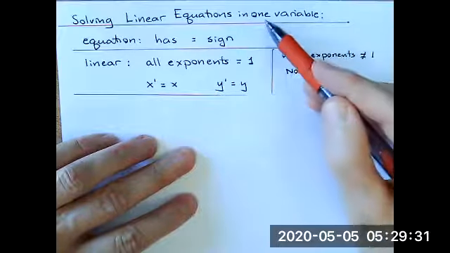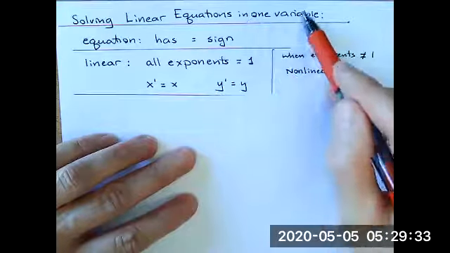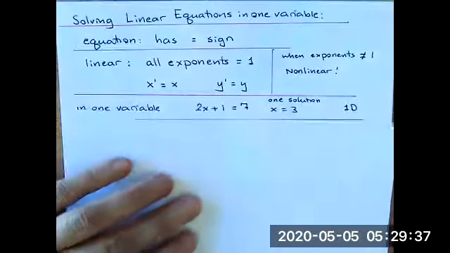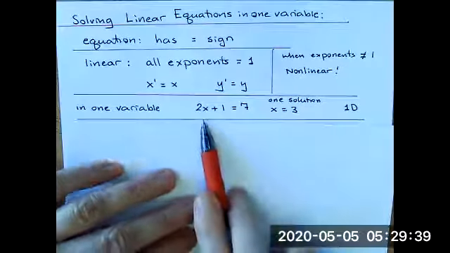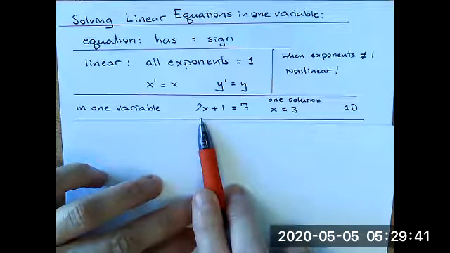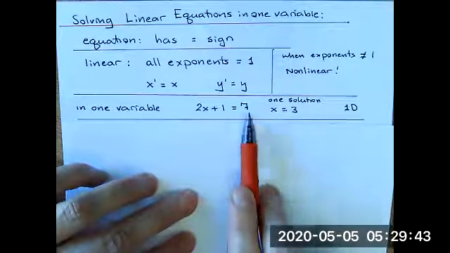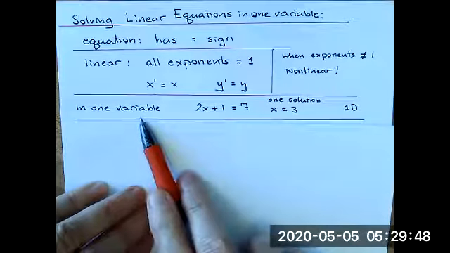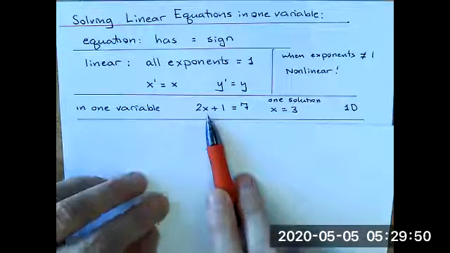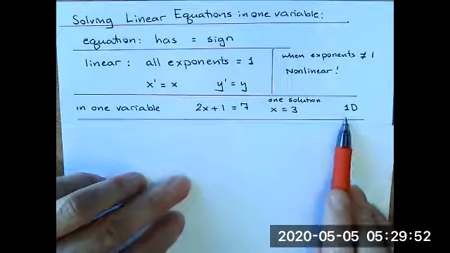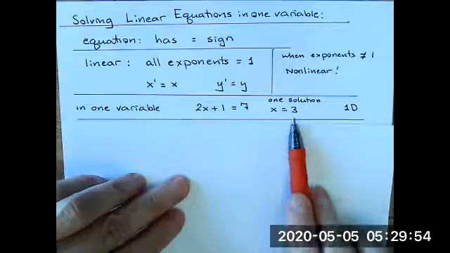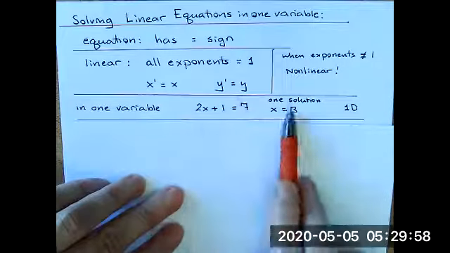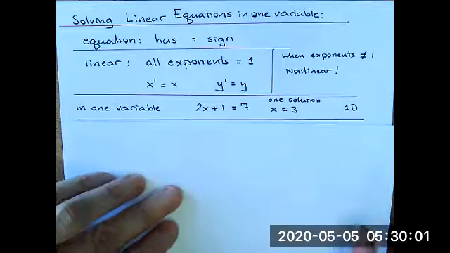What does it mean for the equation to be in one variable? Well, very simply, it means there's only one variable in the equation. So 2x plus 1 equals 7 is linear because the exponent is equal to 1. It's in one variable because there's only x. The solution is one-dimensional, meaning there's just one part to it. And it turns out this type of equation only has one solution.